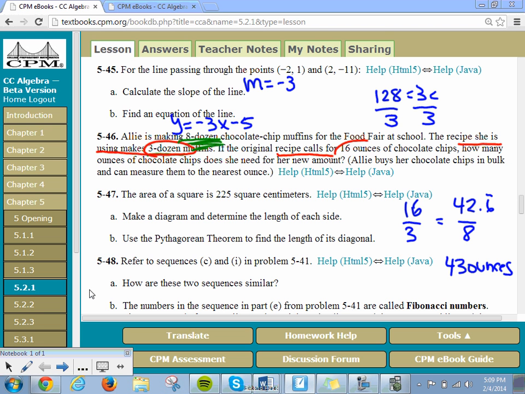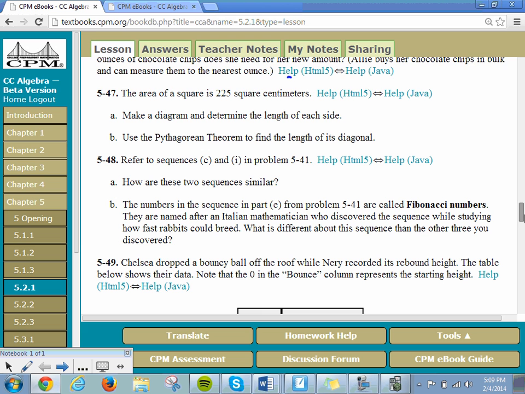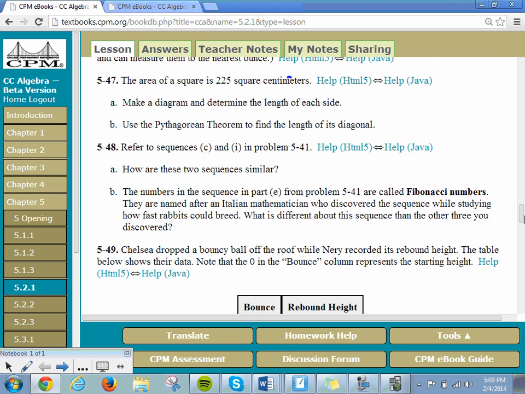All right, moving on. We're going to look at 47. So I'm going to erase and move down. All right, so in 47, it says that the area of a square is 225 square centimeters. And that tells us to make a diagram and determine the length of each side. So we have a square, a perfect square. And we know that inside it's 225 centimeters squared.